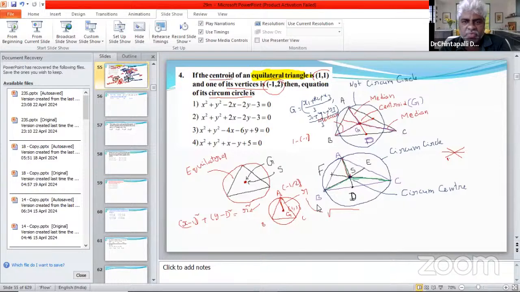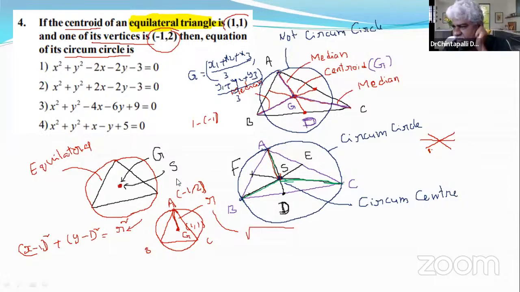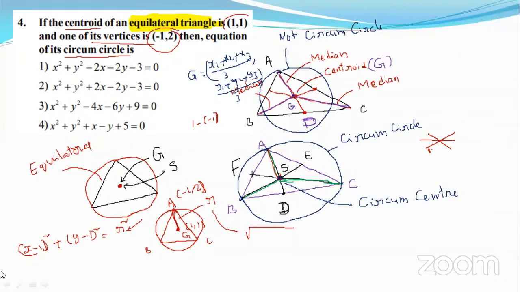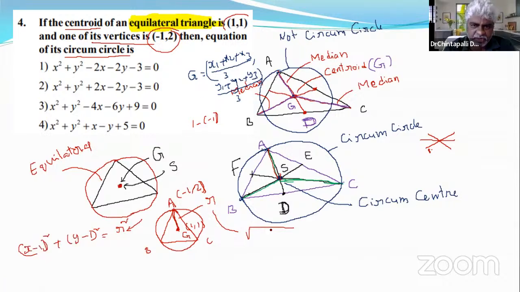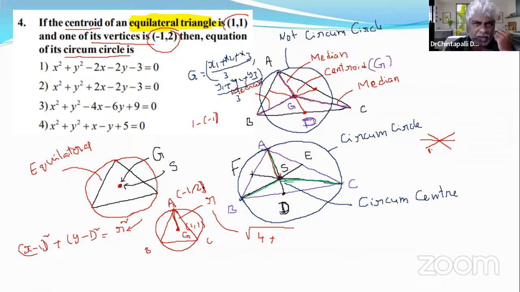Find the distance between the two points (1, -2) and (1, 1). Using x2 minus x1, root of (1 minus 1) plus (1 plus 1) whole square, that means 2 square, 4. Plus 4 plus 1? That's root 5, sir. Very good, root 5 only.